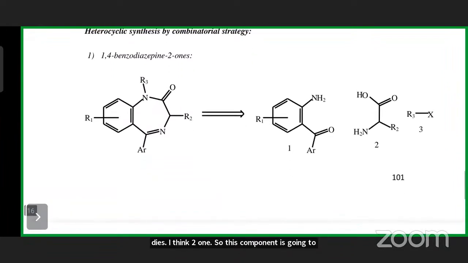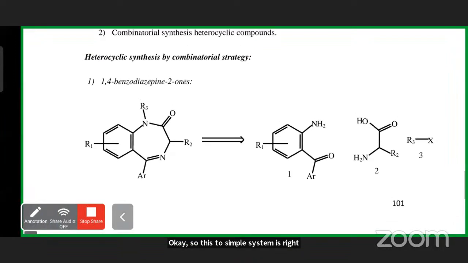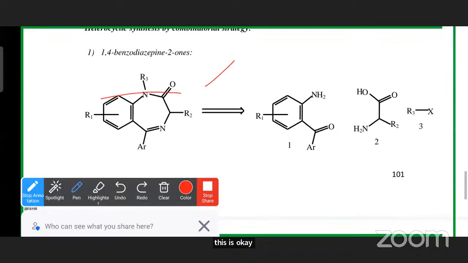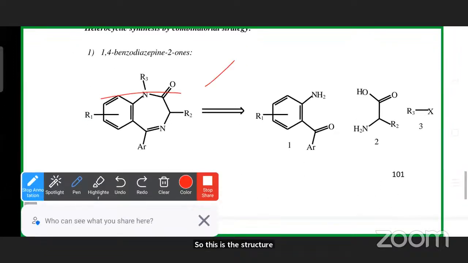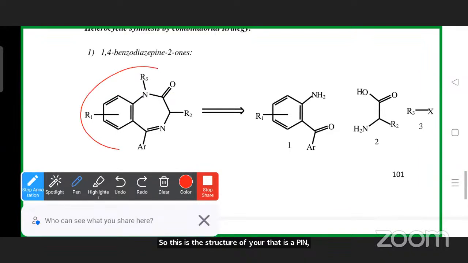Okay, so this is the synthesis of this particular compound. This is the structure of your benzodiazepine-2-one. Azepine means a seven-membered ring with nitrogen. Diaza means two nitrogens. Here the two nitrogens are there in a seven-membered ring.